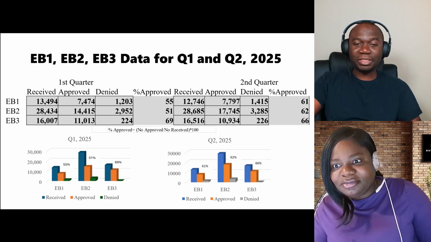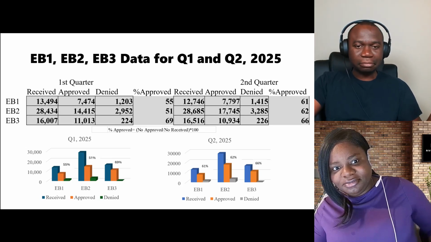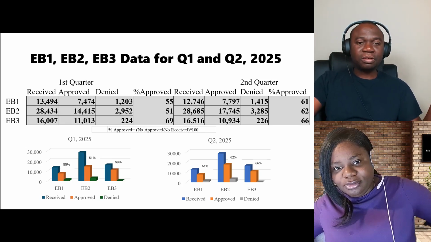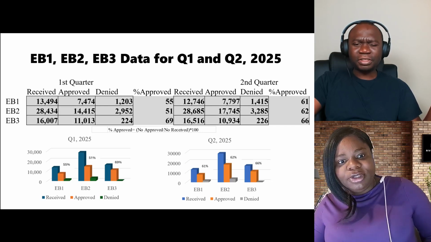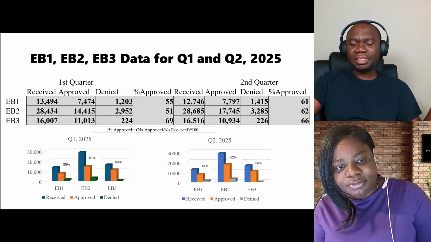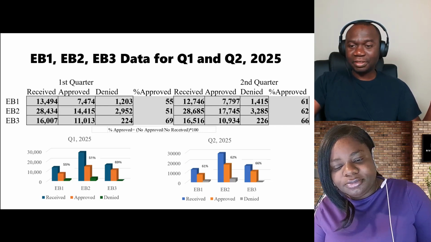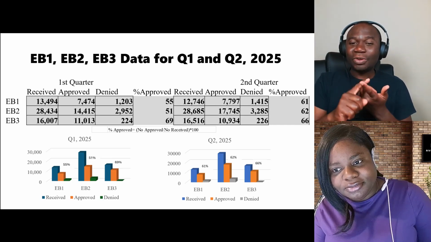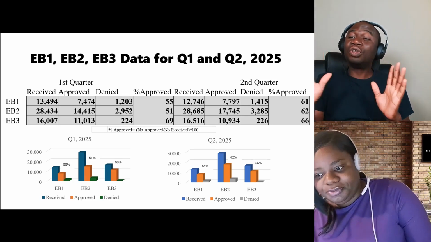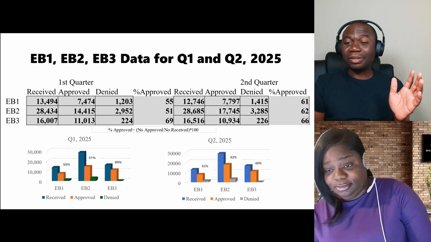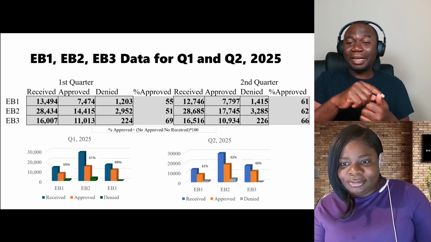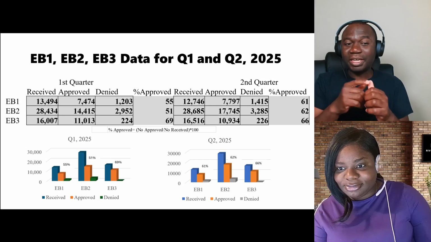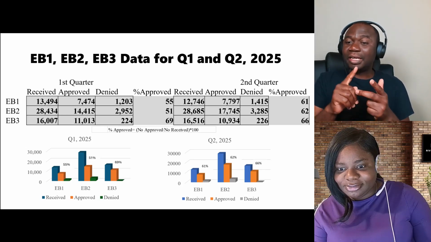12 plus 28 would be 40, plus 16,000, that would be 56. So from the first quarter and second quarter, they have received over 100,000 employment-based applications. And we just calculated the EB1A, EB2, and EB3.